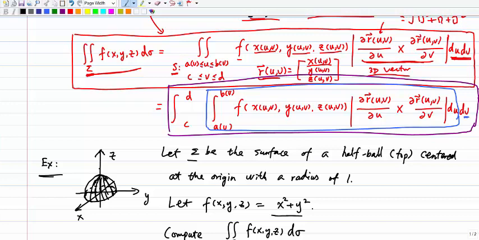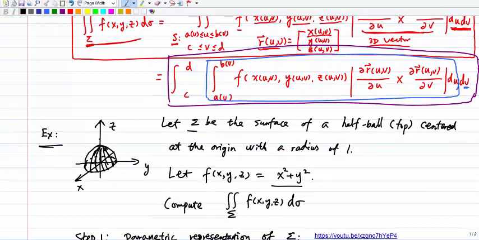I won't talk about how to do the parametric representation since it's already been discussed in the previous lecture. Here also, let f(x, y, z) equal x squared plus y squared. My goal is to compute the surface integral of f(x, y, z) over this surface. There are a couple of steps to compute the surface integral, so I'm going to talk about them one by one.